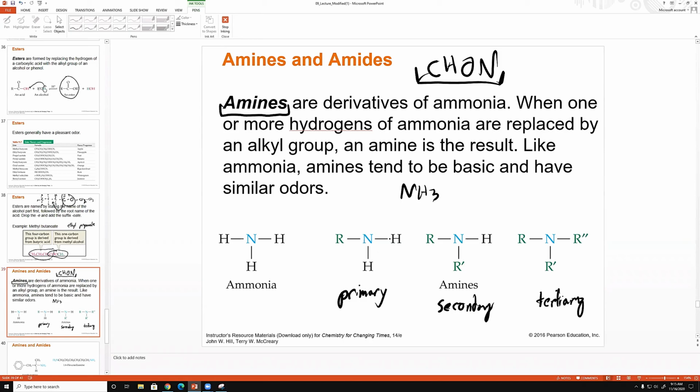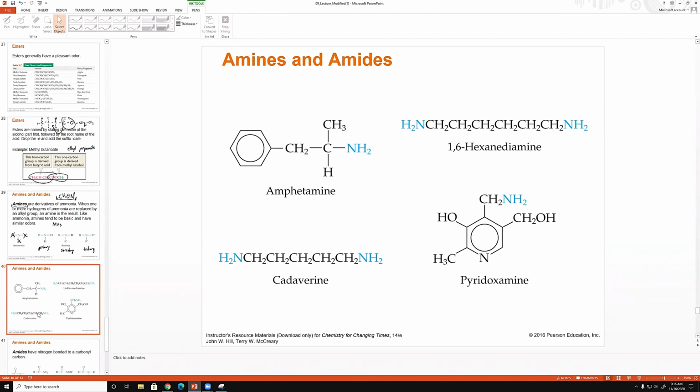A primary amine is almost NH3. Let's take ammonia, get rid of one of the hydrogens and put on an R group. That's a primary amine. A secondary amine, take ammonia, take off 2 hydrogens, put on 2 R groups. A tertiary amine, take off 3 hydrogens, put on 3 R groups. So basically, wherever you have a nitrogen in an organic compound, you're probably going to have some kind of amine or amide group going on. So amine is the first one. If the nitrogen is bound to one R group, it's called primary; 2, it's secondary; and 3 different R groups, it's tertiary. Here are some examples of amines.